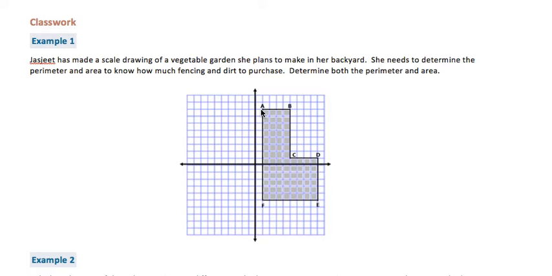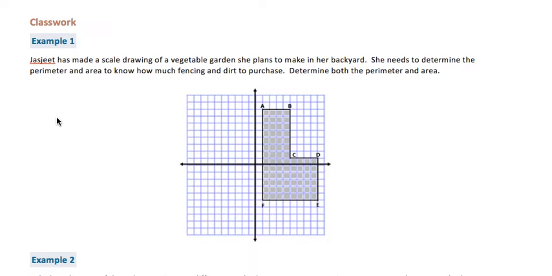The fencing, since it goes around the outside of the figure, would be our perimeter, and the dirt, since it fills in the inside, would be the area of the figure. We want to recognize that the figure itself is a composite figure. It's made up of a couple of rectangles, and so we need to cut the rectangles apart in order to find the area of the full shape. But let's go with perimeter first. Perimeter will be the distance around the outside.